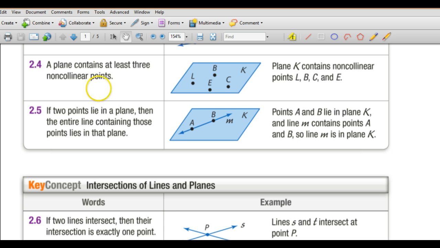In postulate 2.5, if 2 points lie in a plane, then the entire line containing those points lies in the plane. Our example, points A and B lie in plane K, and line M contains points A and B, so line M is also in plane K.